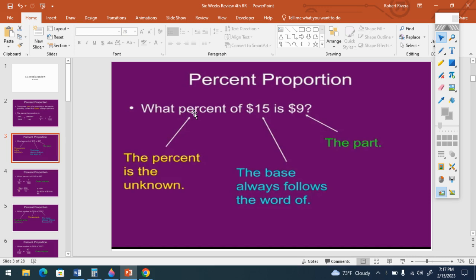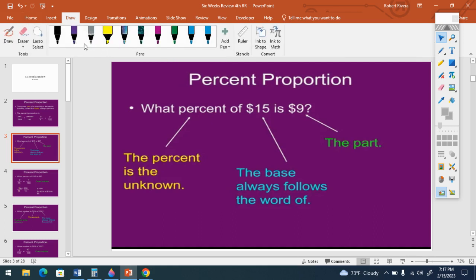For example, in this case, the percent of 15 is $9. So the percent is the one that is the unknown. That's why we get the X. So if I had this problem, and that's the main thing you need to know, read carefully and then label the stuff. Okay.